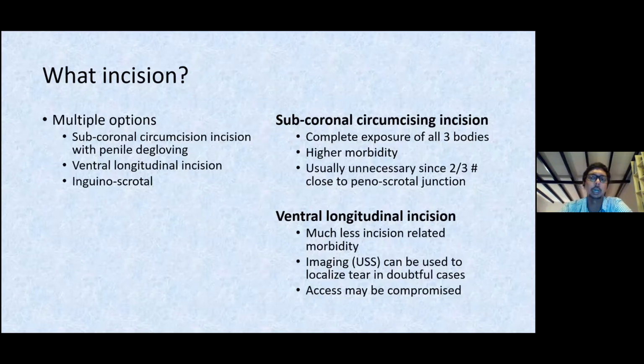So now, I think recently we had this discussion in our group also, I think the ventral longitudinal incision may be preferred, especially with localization of the fracture with ultrasound scan. So most surgeons consider the ventral longitudinal incision.